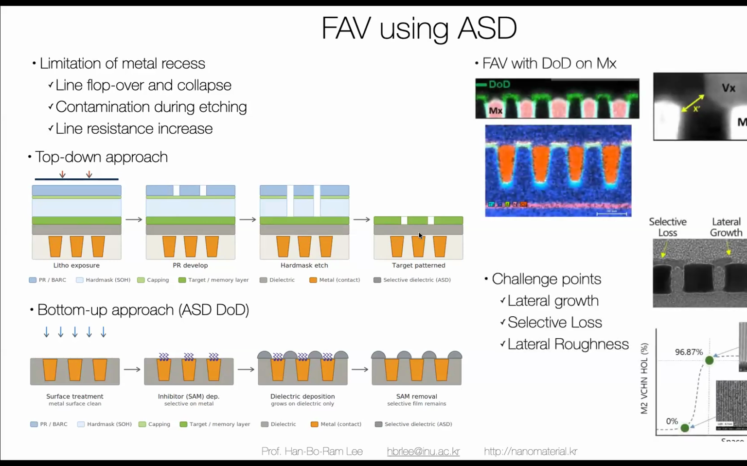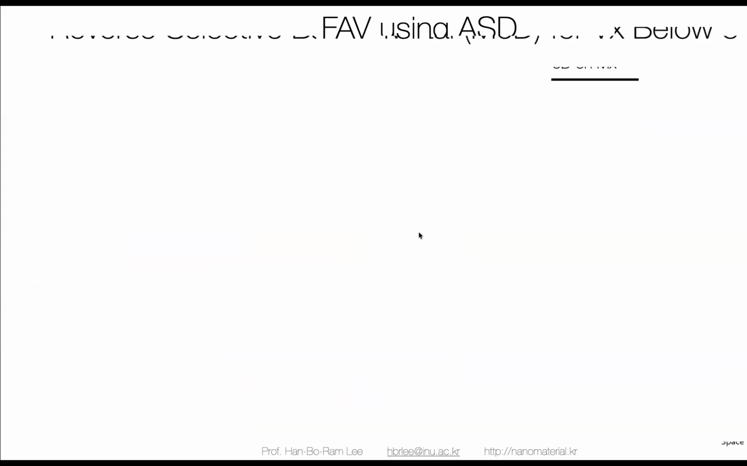So TSMC very nicely demonstrated this idea. They presented additional selective growth on ILD, dielectric on dielectric. The challenging point, this is the very famous application already implanted during the process. The challenging point is that there is some lateral growth or selectivity loss. This is a selectivity loss or roughness problem. This is the roughness problem.